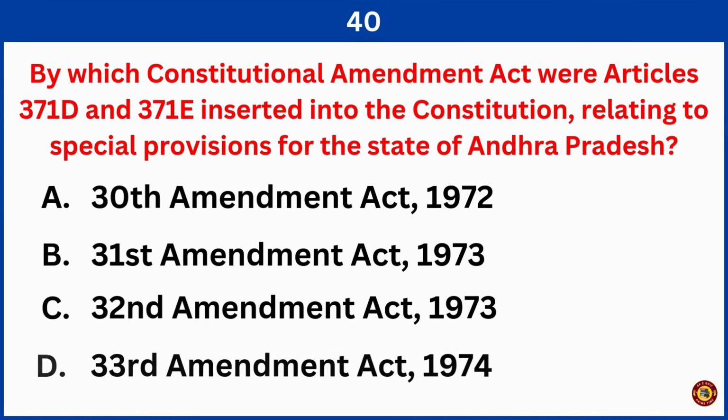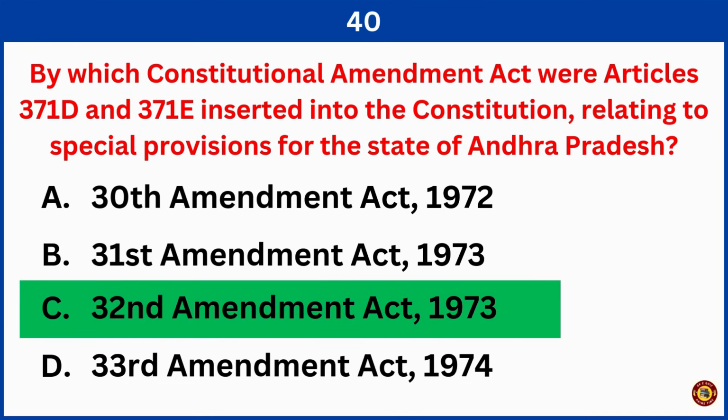By which Constitutional Amendment Act were Articles 371D and 371E inserted into the Constitution relating to special provisions for the state of Andhra Pradesh? Right answer is option C, 32nd Amendment Act 1973.